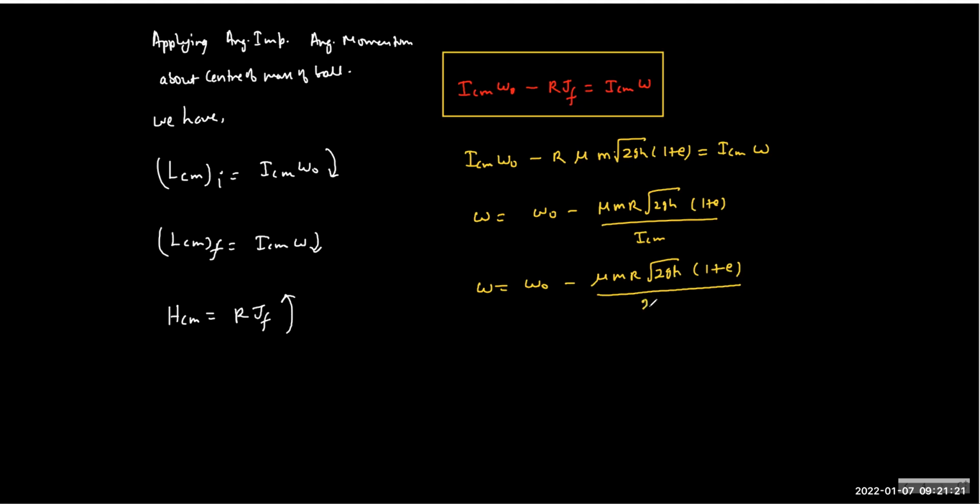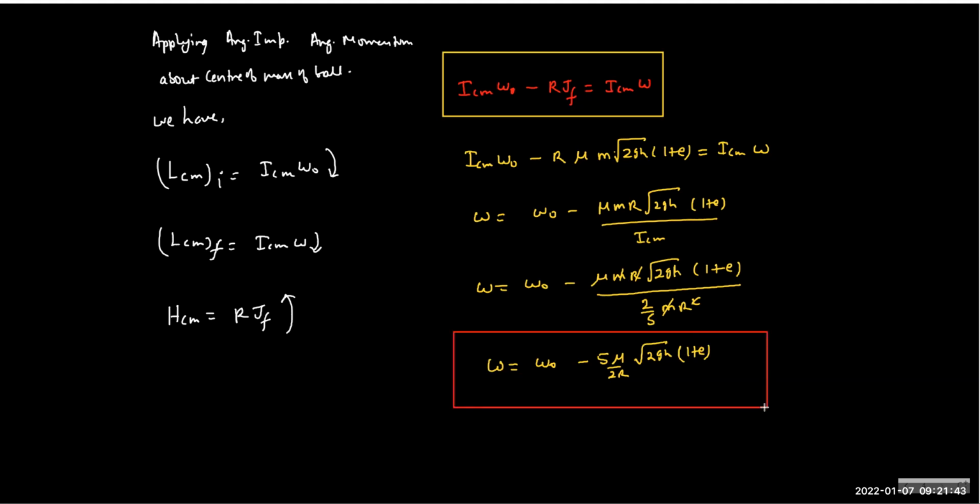And because it's a solid sphere, ICM is 2/5 MR square. So omega turns out to be omega naught minus 5 mu by 2R under root 2GH into 1 plus. So it is a fairly difficult question. But the idea was not to teach you this question. The idea was to demonstrate the use of angular impulse and angular momentum theorems.